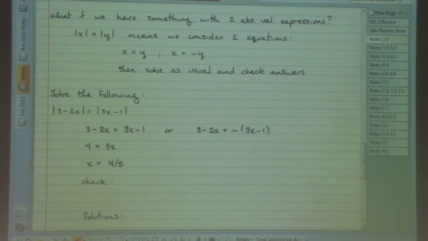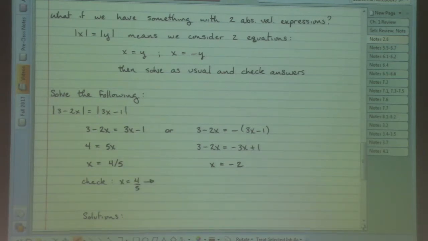And in the other case, we would actually want to start out with distributing that negative. Distributing the negative, we would want to go ahead and add 3x to both sides and subtract 3, and that would give us x equals -2.